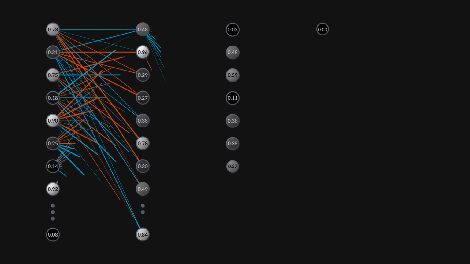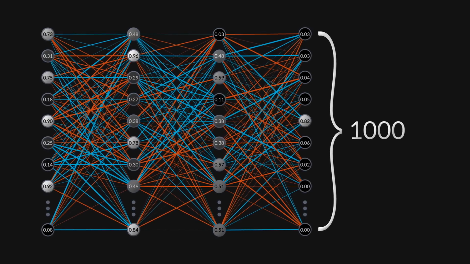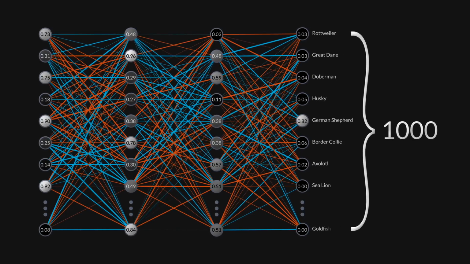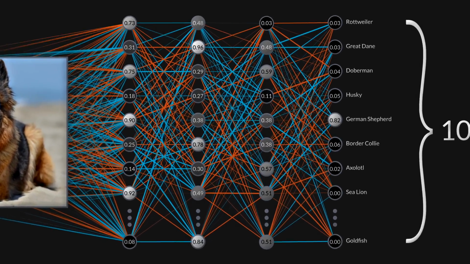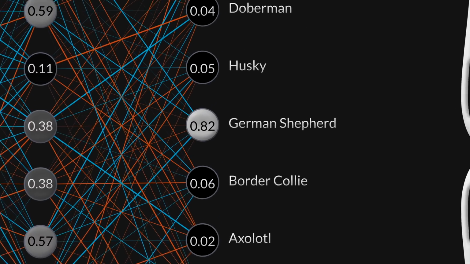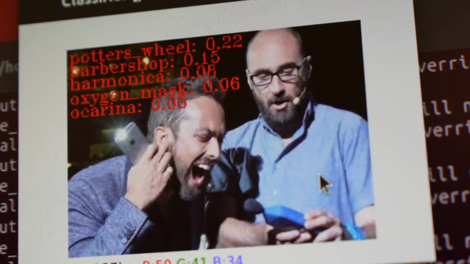A neural network competing in this competition would have an output layer of 1,000 neurons, each corresponding to a category of object that could appear in the image. If the image contained, say, a German Shepherd, then the output neuron corresponding to German Shepherd should have the highest activation. Unsurprisingly, it turned out to be a tough challenge.